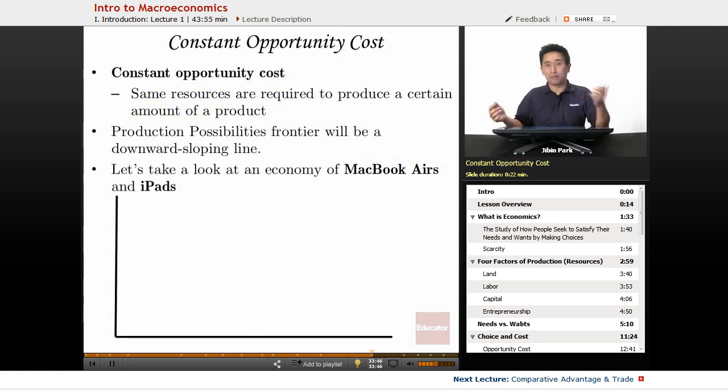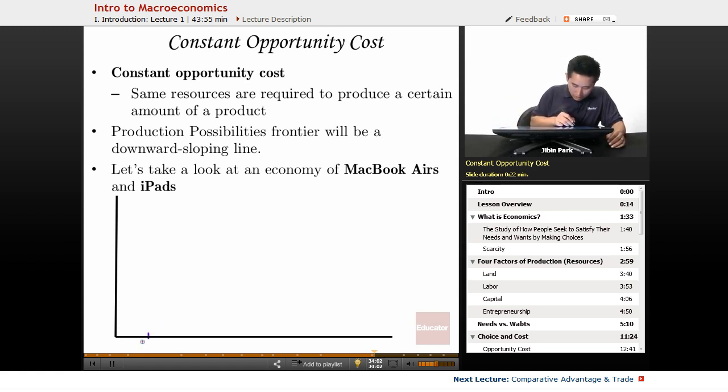So what is constant opportunity cost? So increasing opportunity cost is exactly that. The costs get higher and higher. Well, constant opportunity cost is going to be exactly that as well. You're going to get the same cost as you move up and down the production possibilities frontier. So let's use this as an example.